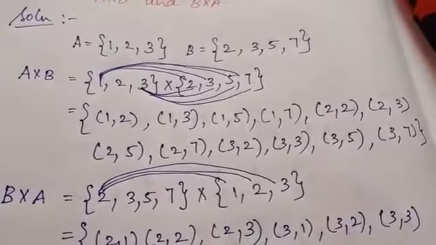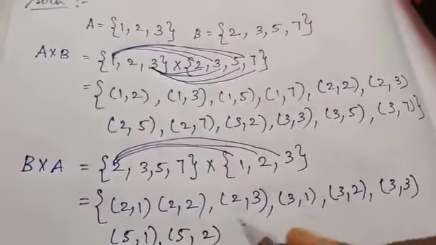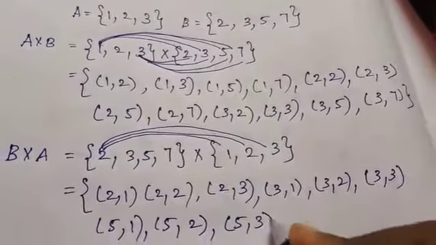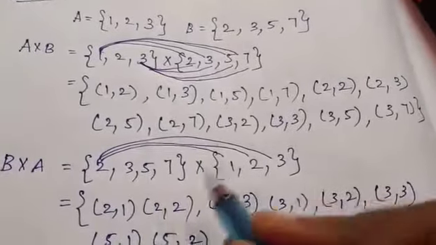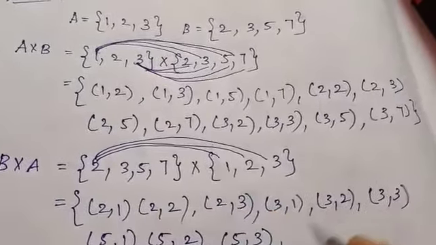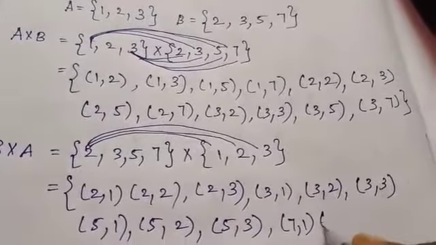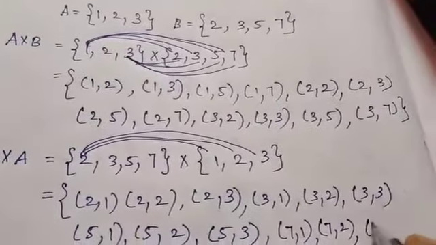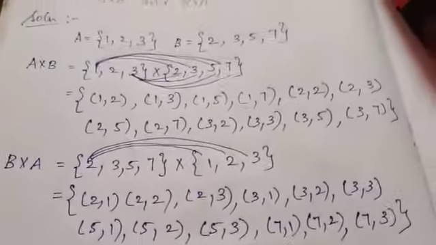So 5 comma 1, 5 comma 2 and 5 comma 3. The last element here is 7. So (7, 1), (7, 2) and (7, 3). Yes? That's all.